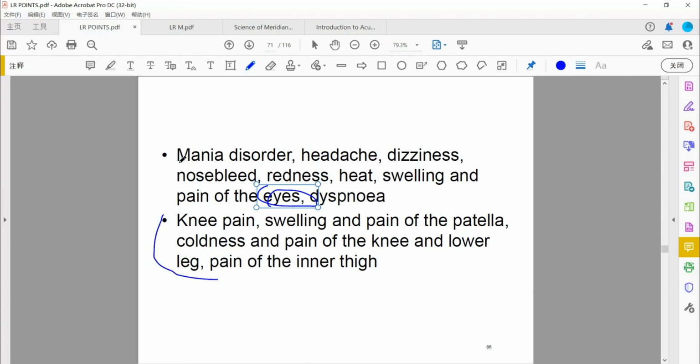And let's take a look at this one, mania disorder. Mania, like some mental problems, and people may have some crazy behavior, right? Take off the clothes and run on the street, laughing, singing. That's the heart mind. This is because the heart mind is disturbed.